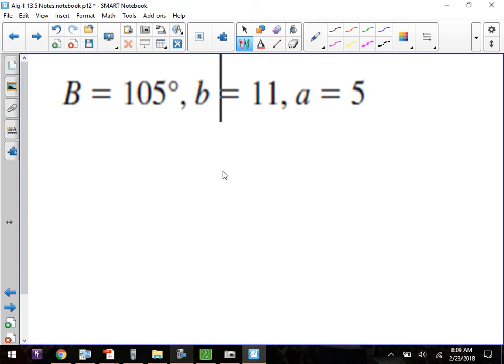So if angle B is 105, little b is 11, little a is 5.